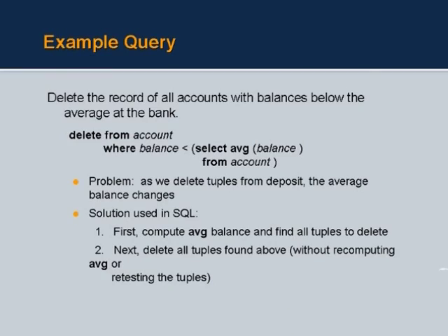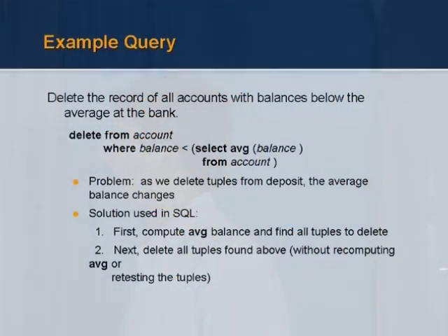Here is another query. Delete the records of all accounts with balance below the average at that bank. Now, this is obviously a silly query. You wouldn't actually want to do this, but it just shows you what you can do. How do you do this? So let's say we write this query: delete from account where balance less than select average balance from account. Well, something funny could happen depending on how it is executed.